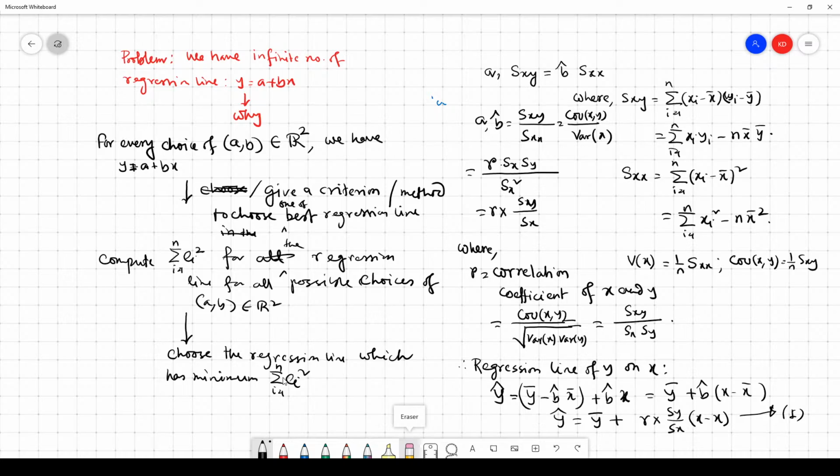First, we have an infinite number of regression lines. Looking at individual error is not a good procedure. It is very difficult to find the best regression line just by looking at individual error components. So for this reason we use this criterion, the error sum of squares. We compute the error sum of squares for all regression lines, and then select the regression line which has minimum error sum of squares, and this method is called least squares.